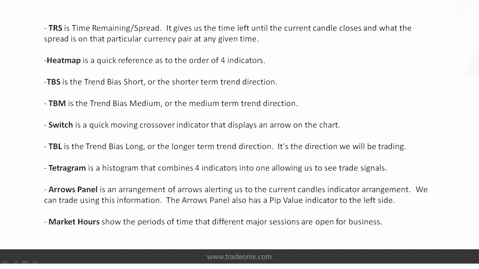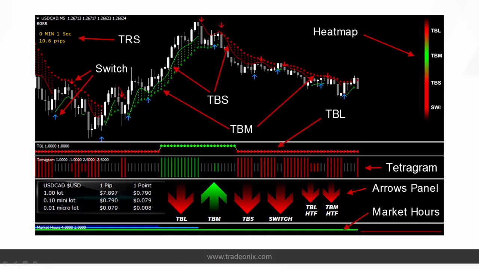The arrows panel. Now, this is an arrangement of arrows alerting us to the current candle's indicator arrangement. We can trade using this information. Now, the arrows panel also has a pip value indicator to the left side. The arrows panel is underneath the tetragram, and this shows us exactly what the indicators are doing at this current time, right now. And in this instance, we can see that the TBL is short, or the long-term trend bias is down, and we're trading only sell trades. The TBM is up, which means the medium-term trend bias is underneath the current candle, so that the medium-term trend is up. The TBS and the switch are both down.